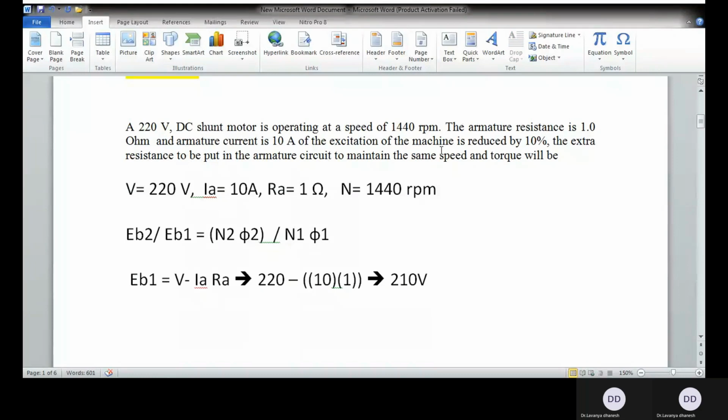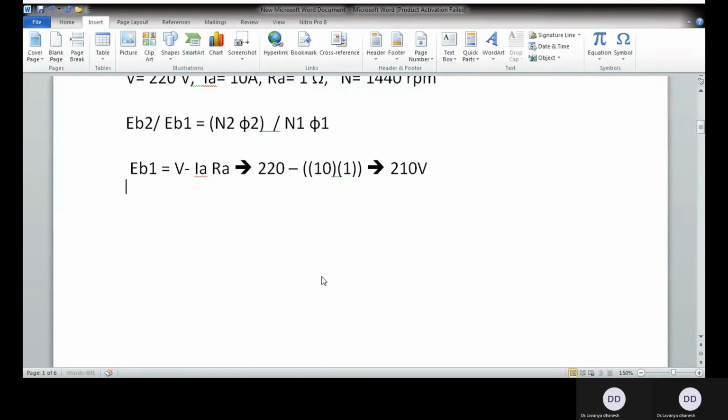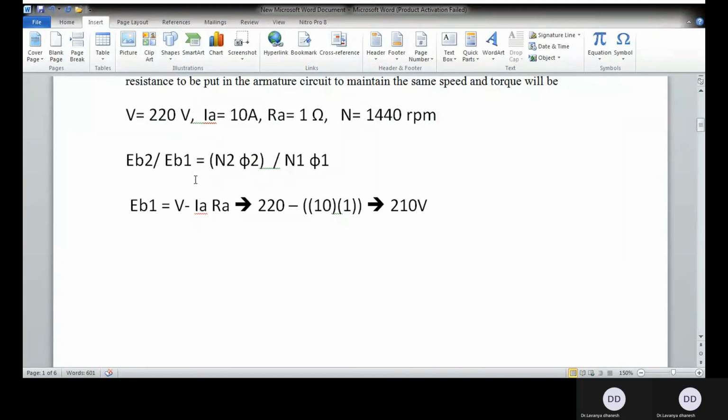Used by 10 percent. So then we have to find the additional resistance we are going to include to maintain the same speed. Okay. Now here we have to go for another relation, IA1 phi 1.